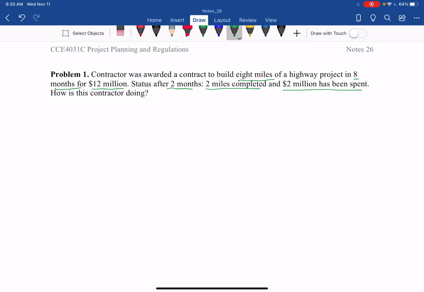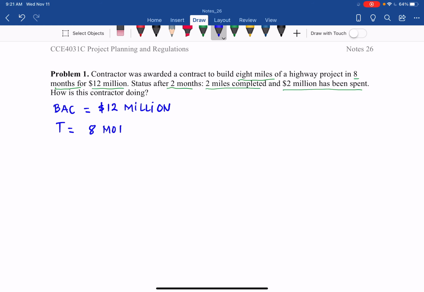From the project information, we can get the budget at completion, BAC, the total planned value of the project. In this case, it is 12 million. The project finishes in 8 months, so the duration of this project is 8 months. And the plan is to complete an 8-mile highway in 8 months.